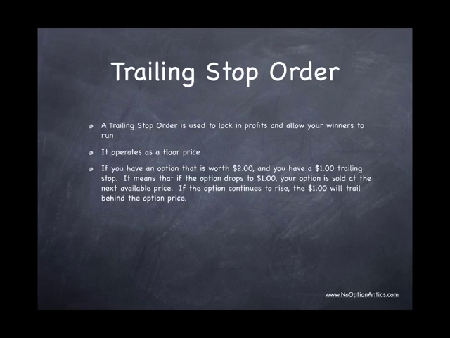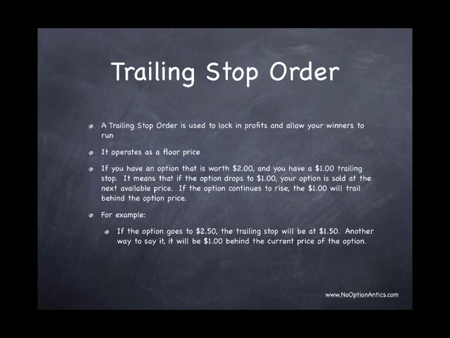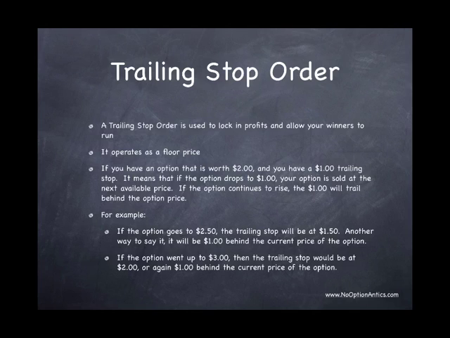But if the option continued to rise in value, my floor, or my trailing stop, will continue to rise behind it by $1. So for example, if the option went to $3, now my trailing stop would be set at $2. Again, it would be $1 behind where the option is currently trading. So if the option goes to $2.50, my trailing stop would be at $1.50. If the option went up to $3, again, my floor is going to keep getting raised to keep locking in profits as the option is going up.